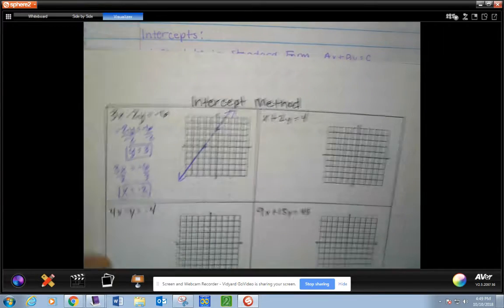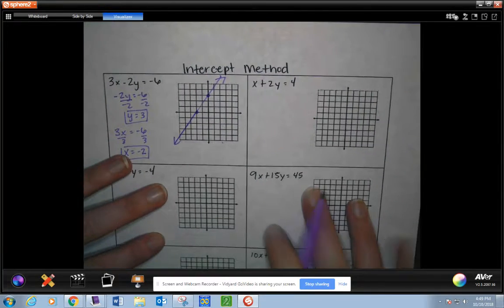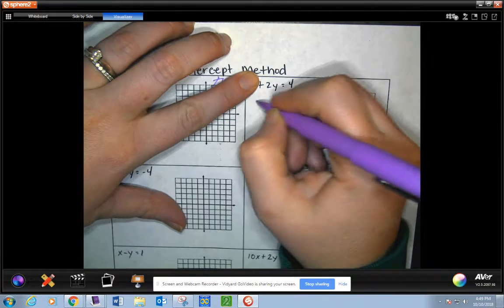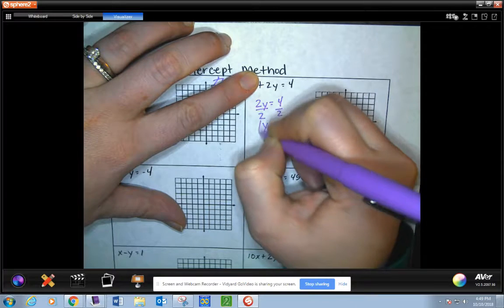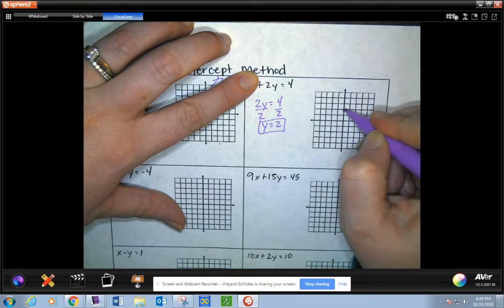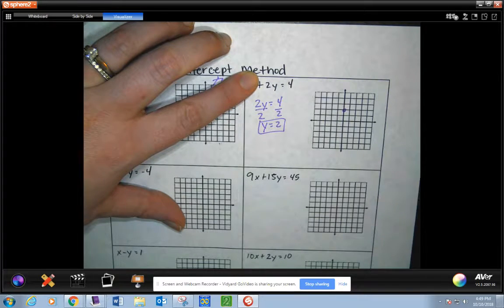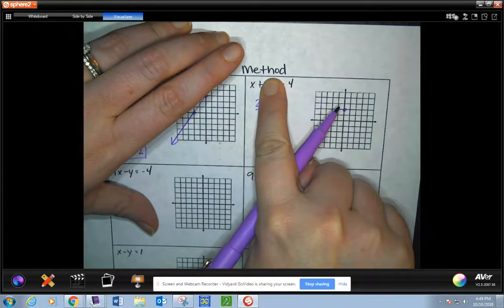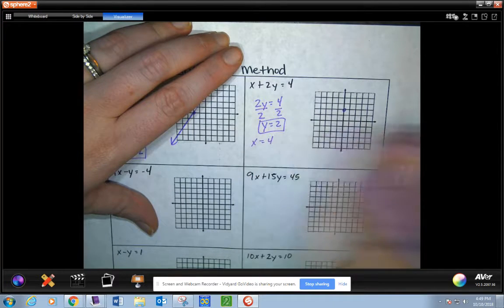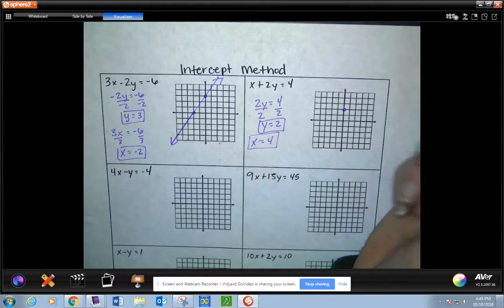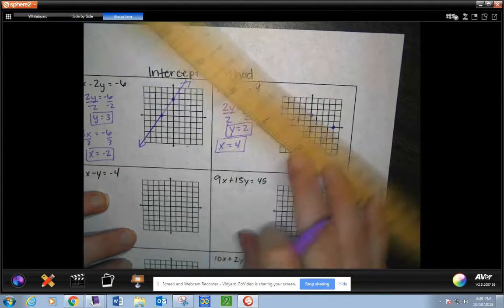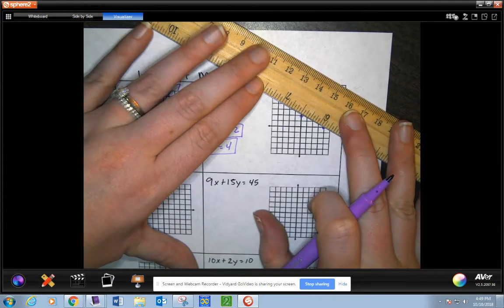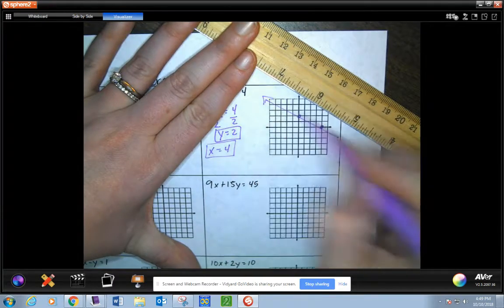Okay, so just a few practice problems. I'm going to actually move my journal out of the way for the moment. So just a few more practice problems. We're going to cover up the x, and we get 2y equals 4. I'm going to divide by 2, and y equals 2. I'm going to go to the y-axis at 2 and plot my point. Now I'm going to cover up the y, and so I have x equals 4. And since x is by itself, you've done all the solving you can. You are done. So go to the x-axis at 4, plot your point, take your ruler, connect your 2 points, and there is your line.